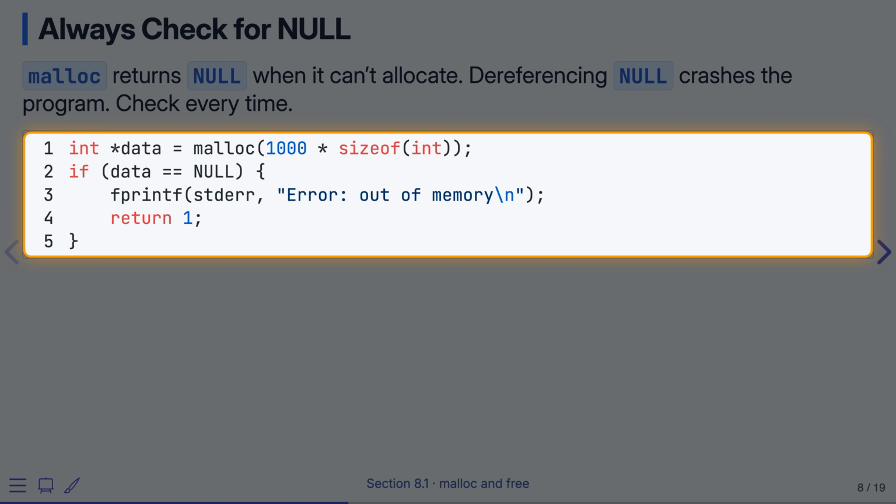Let's zoom in on the null check because it is not optional. Malloc returns null when it cannot find enough memory, usually because the system is out. If you then dereference that null pointer, your program crashes with a segmentation fault. So you check every single time. In this code, we ask for 1,000 integers, and if data is null, we print an error and return.